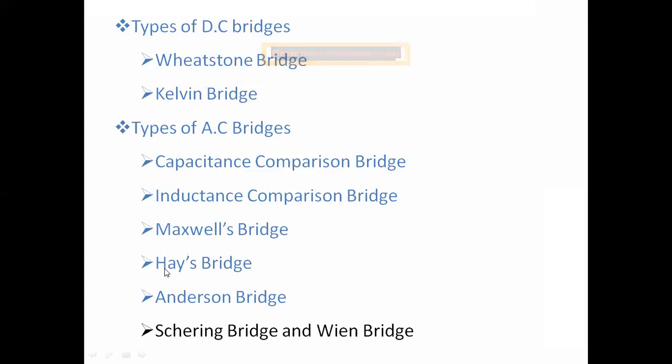Similarly, we have the Hay bridge. This is also used for measurement of inductance values. And the Schering bridge and Wien bridge, these two are used for measurement of capacitance values.